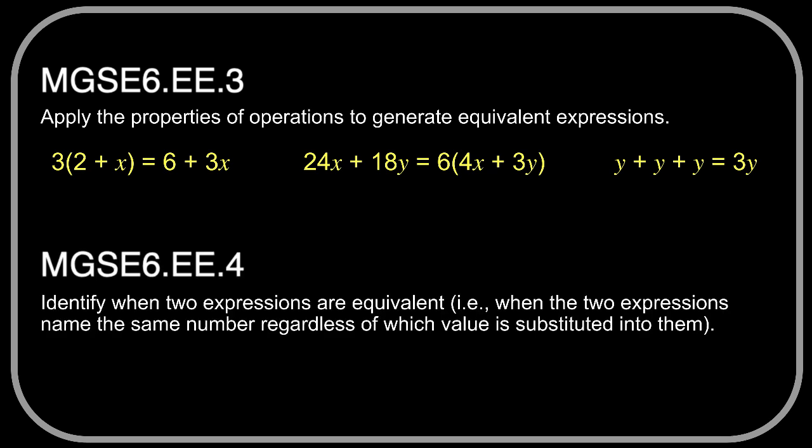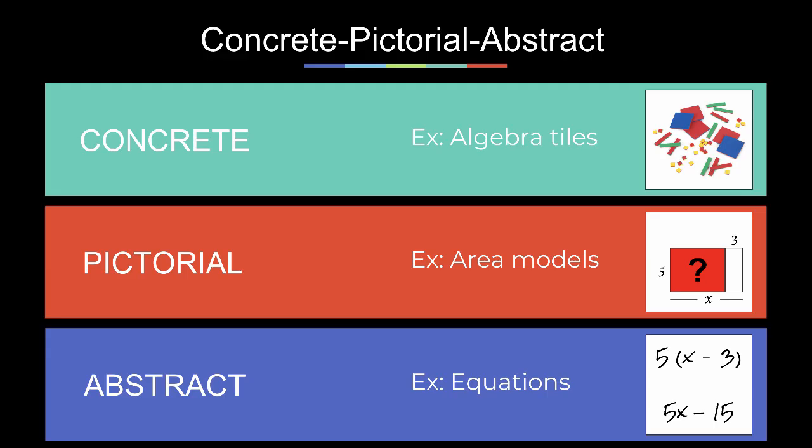And Standard 6 EE4 asks students to identify when 2 expressions are equivalent. So instead of generating equivalent expressions, here students are expected to determine whether given expressions are equivalent or non-equivalent. These 2 standards are not limited to symbolic representations only. In fact, it's critical that students connect multiple representations, especially concrete like algebra tiles, and pictorial, such as area models, to the expressions and equations they encounter.